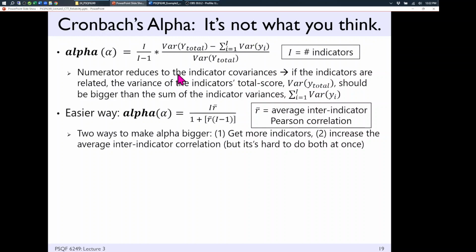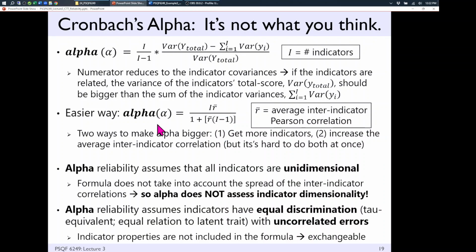And if you're thinking to yourself, looking at this formula, is there an easy way to do it? Yes, there is. We can do it in correlation form. And there are two components to alpha in this version of the formula: the number of items and the average inter-item Pearson correlation. So that means given enough items, you are going to have a good enough alpha.